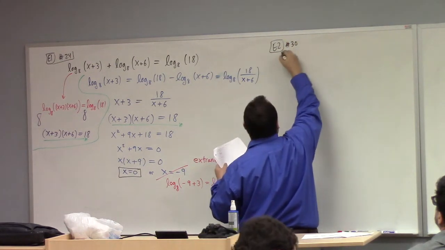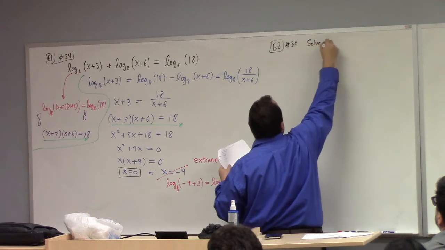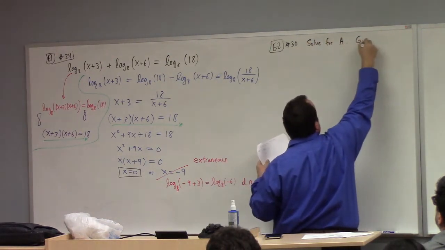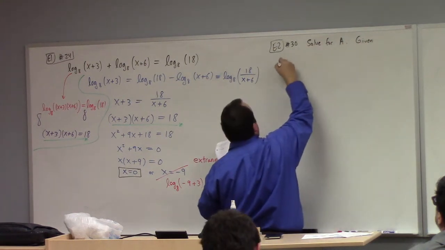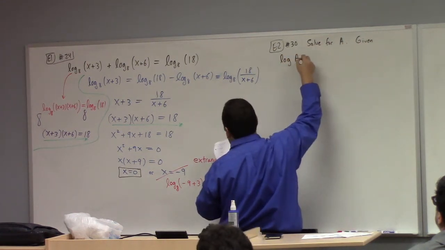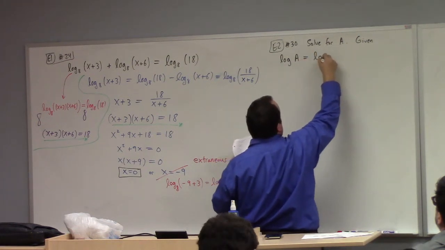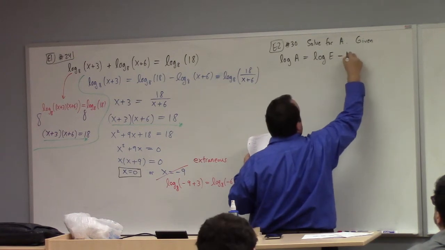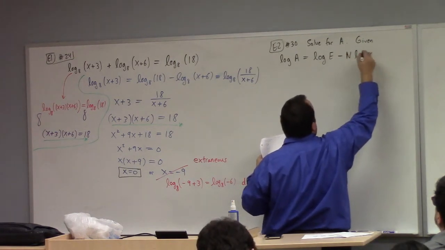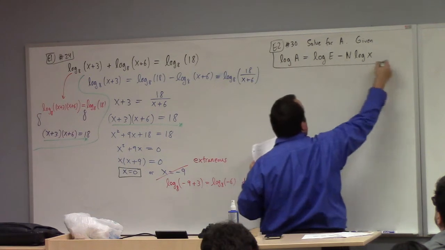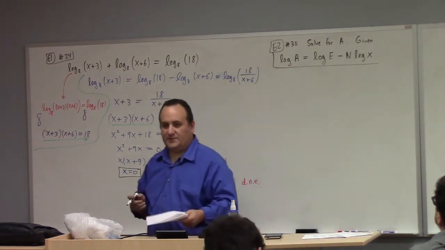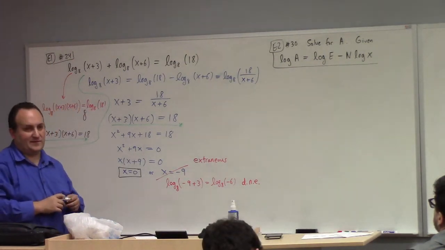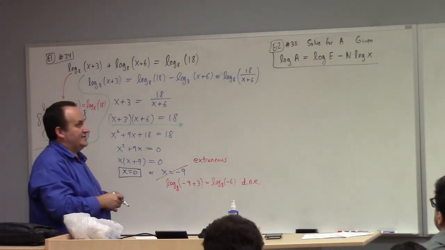And so this one, you're supposed to solve for A. And you're given that log of A equals log of E minus big N times log of X. All right, so we're supposed to solve that for A. And it's multiple choice, right? So they want you to not just solve it, but to simplify it in such a way that you can identify the answer as one of their given answers, right?